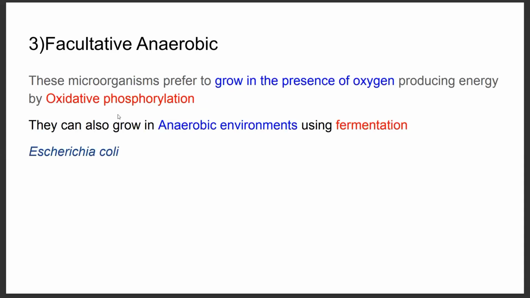Then facultative anaerobic. Facultative anaerobic means they prefer to grow in the presence of oxygen. And when they grow in the presence of oxygen, they produce energy by oxidative phosphorylation. But they can also live in an anaerobic environment using fermentation, right?